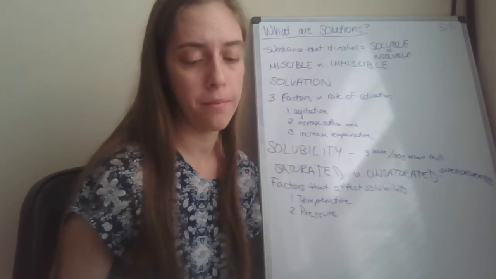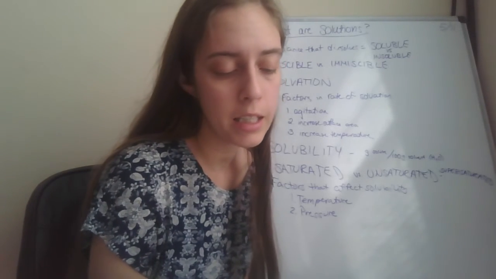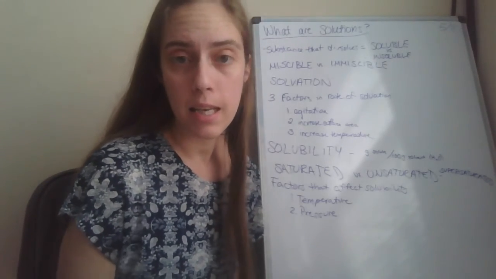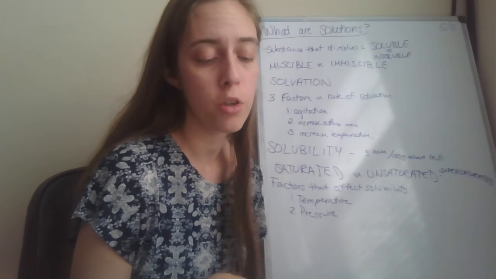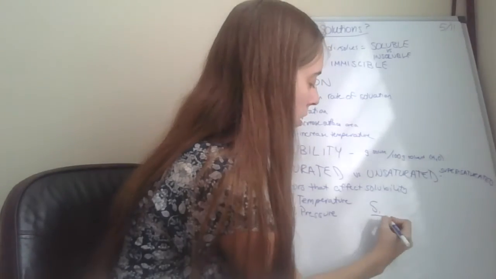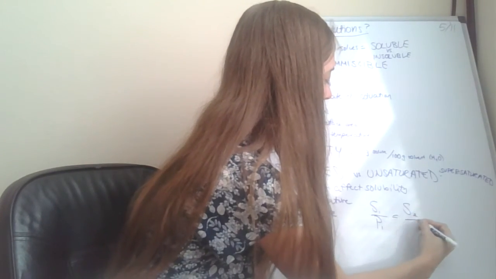So let's talk about Henry's Law. And this is the last thing we'll talk about. The decreased solubility of the carbon dioxide contained in the beverage after the cap is removed can be described by Henry's Law. Henry's Law says that at any given temperature, the solubility of a gas in liquid is directly proportional to the pressure of the gas above the liquid. So what that looks like is S1 over P1 equals S2 over P2.